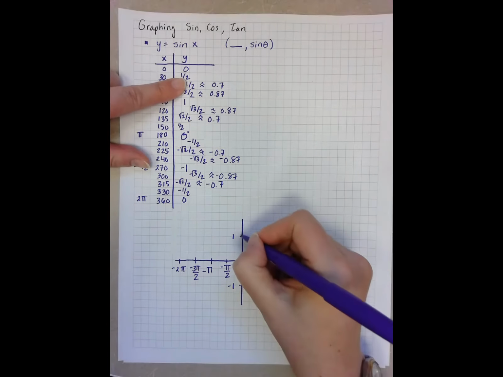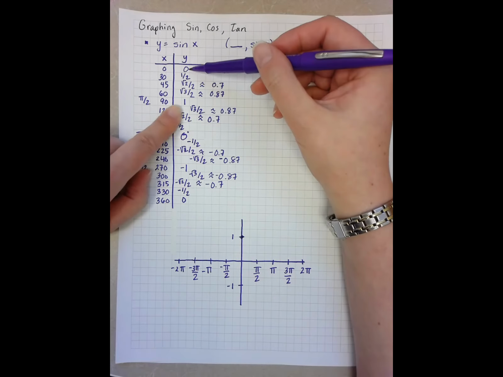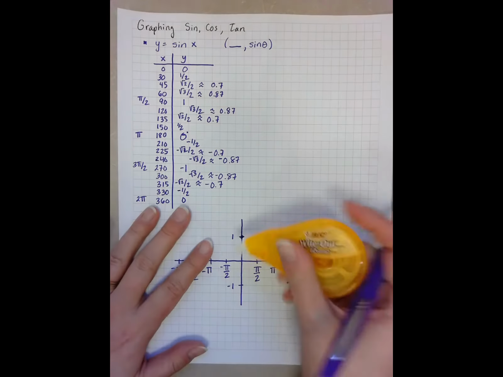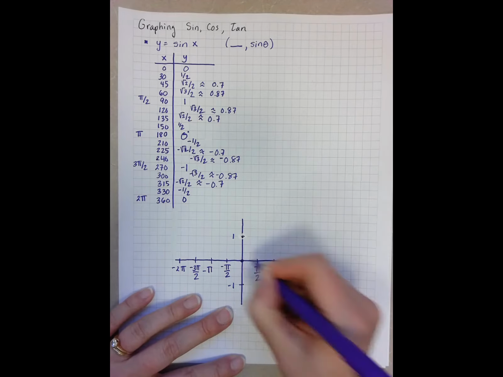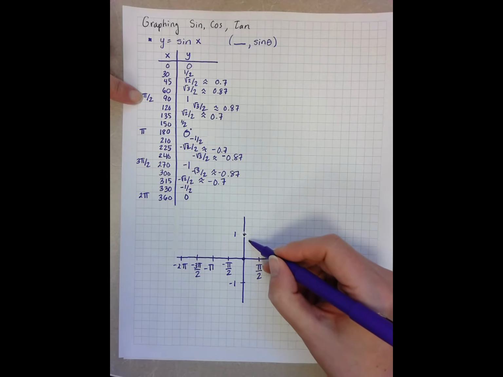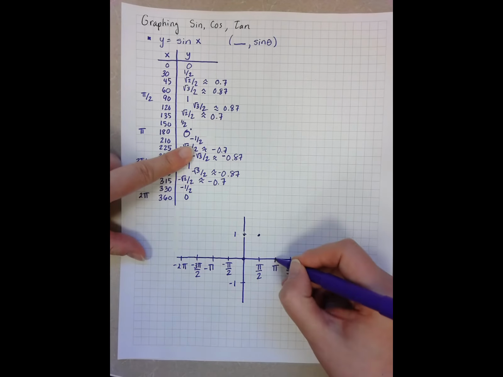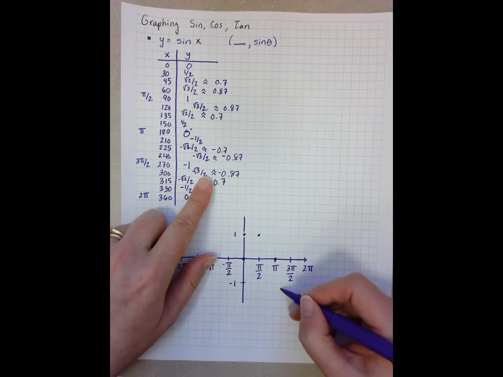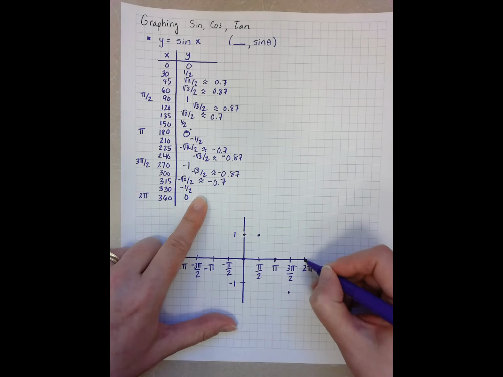So at 0, I'm at 0. Between 0 and 90, I am going up 0.5, 0.7, 0.87. Whoops, I said I was at 0, 0, and then I graphed it at 1. So 0, 0. And from 0 to pi over 2, I'm going up, up, up, and I max out at 1. And then I start going down, down, down, and I end up at 0. Then I keep going down into the negative until I reach negative 1. And then I start going back up again until I reach 0.